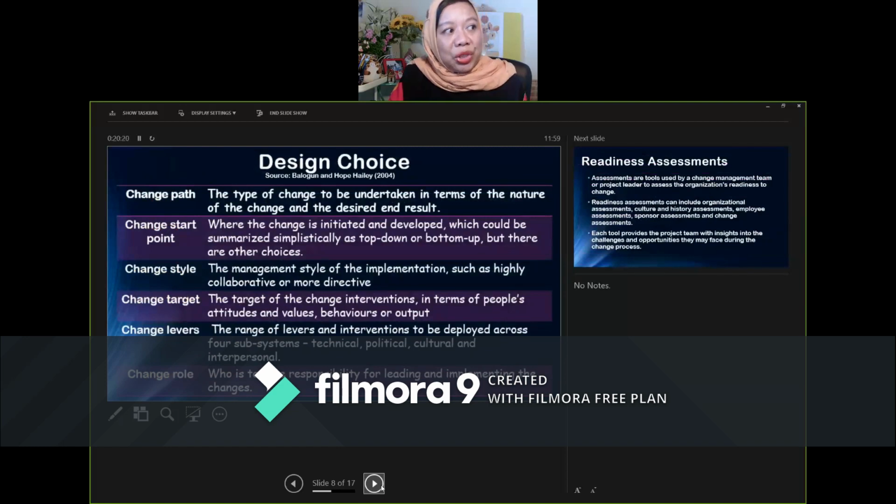Now, the design choice is the type of change to be undertaken in terms of the nature of the change, so the change path, the change start point. Where do you want to start? This is where you design it, and design thinking is very crucial. And what are the styles?